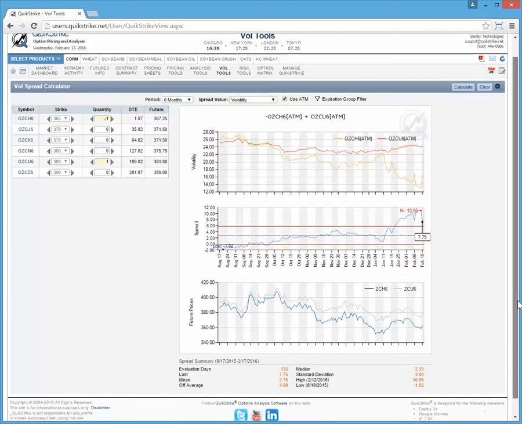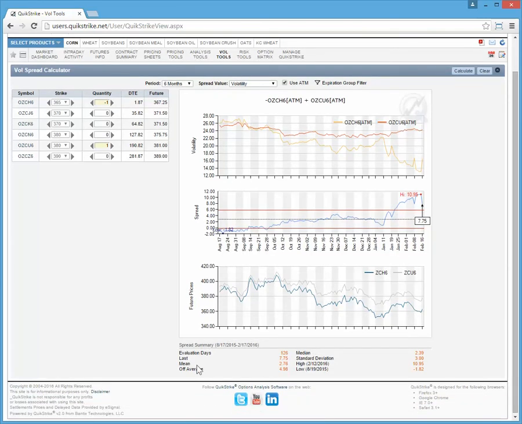Okay, and then finally down below we have the spread summary, or some statistics about what we're looking at. Here we have an evaluation day, which says how many trading days are in this 6-month period. The last value tells you where this last point is. It's got the mean, which is the dashed line. It's got the off average, which tells you the difference between the two. We have the median as well. And then we have the standard deviation, which is going to give you this band here.